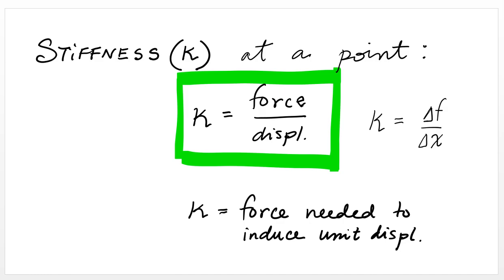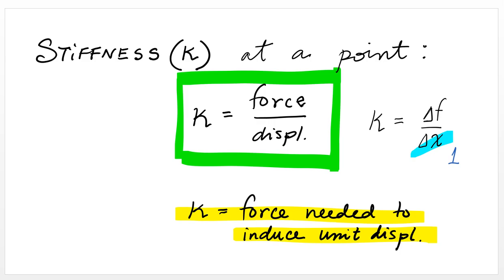One way to think about this is to think of the increment in displacement as a unit, and then from there it comes out that one way to think about stiffness is that stiffness is the force needed to induce a unit displacement. And this definition is going to be extremely useful, and you will see that in the next few minutes. Okay, so what is stiffness? Stiffness is the ratio of force to displacement at a given point.